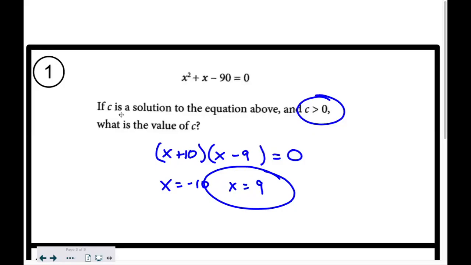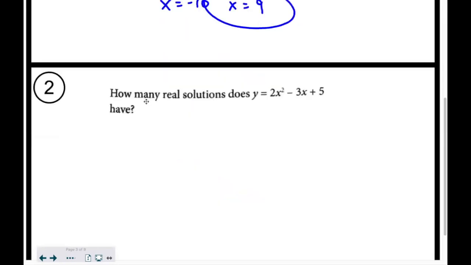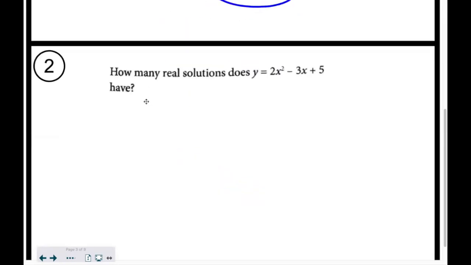All right, let's move on. All right. So number two, how many real solutions does this equation have? Let's look at it from two perspectives. One of them would be graphically. So if we use Desmos.